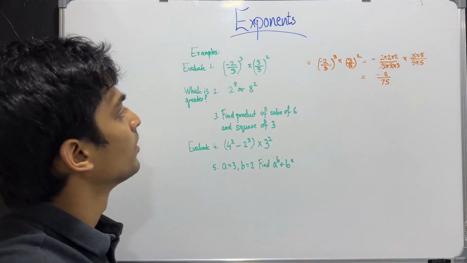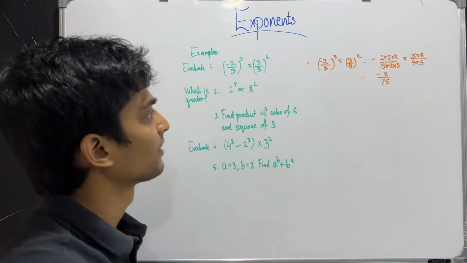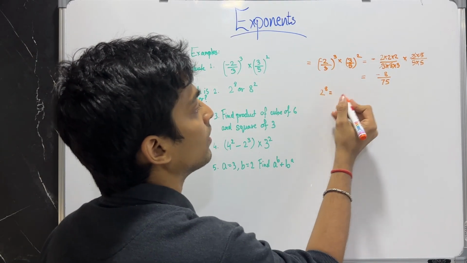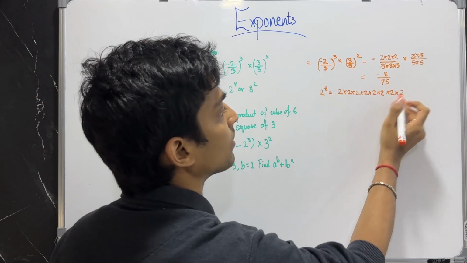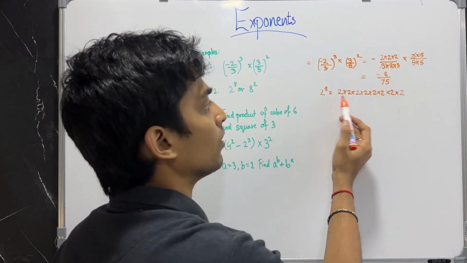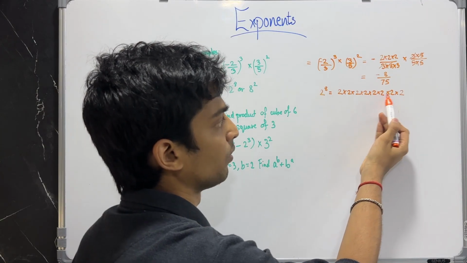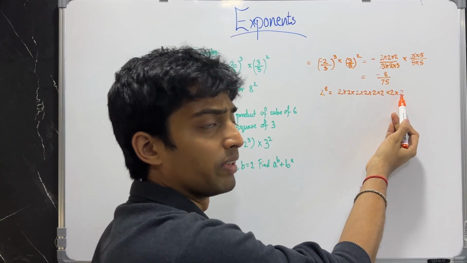Which is greater, 2 raised to 8 or 8 raised to 2? Let's calculate both first. So 2 raised to 8 will be 2 multiplied by itself 8 times. So what do we get? 2 2's are 4, 4 2's are 8, 8 2's are 16, 16 2's are 32, 32 2's are 64, 128, 256.